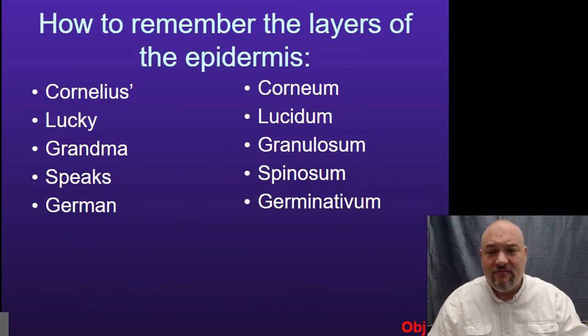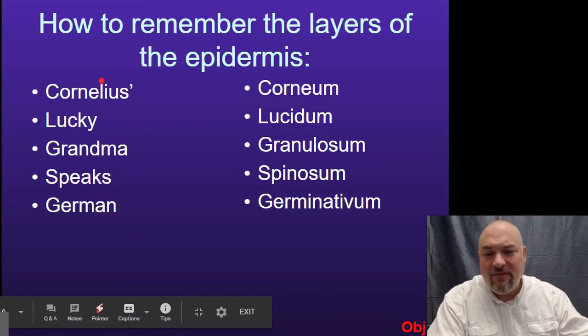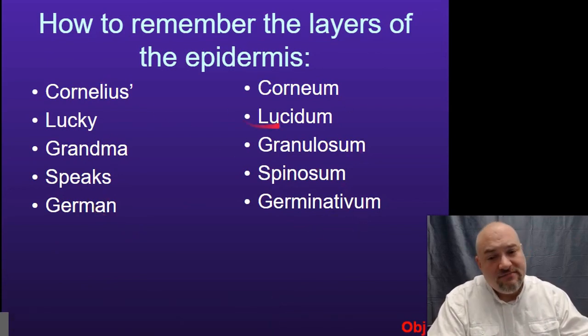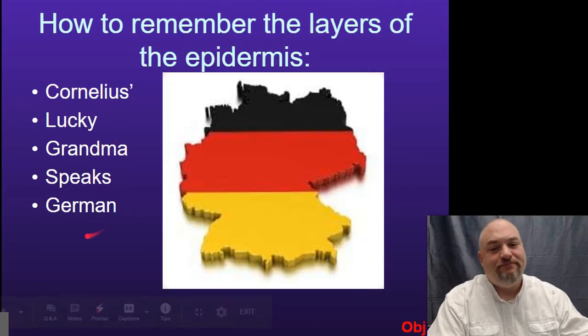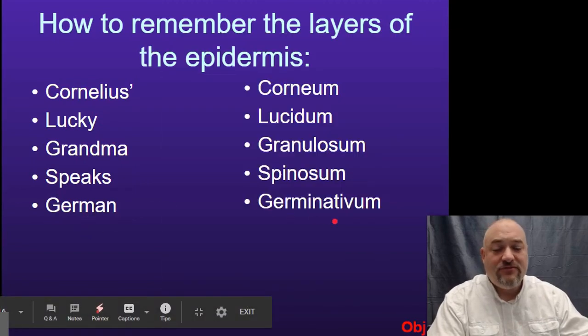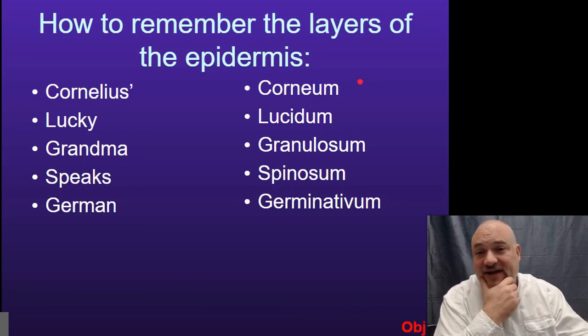So here's a little saying to remember the layers from the bottom up: Germinativum, Spinosum, Granulosum, Lucidum in the palms of the hands and the soles of the feet, and Corneum. So here we go from the top down: Cornelius's lucky grandma speaks German. German for Germinativum, stratum basale, the bottom layer where you're making everything. Cornelius for Corneum, the top layer, the horny layer, the protective layer with all the sacrificial dead cells on it.